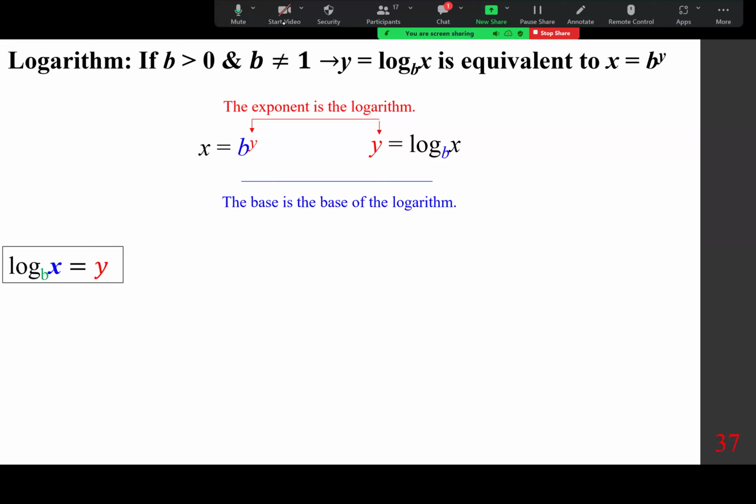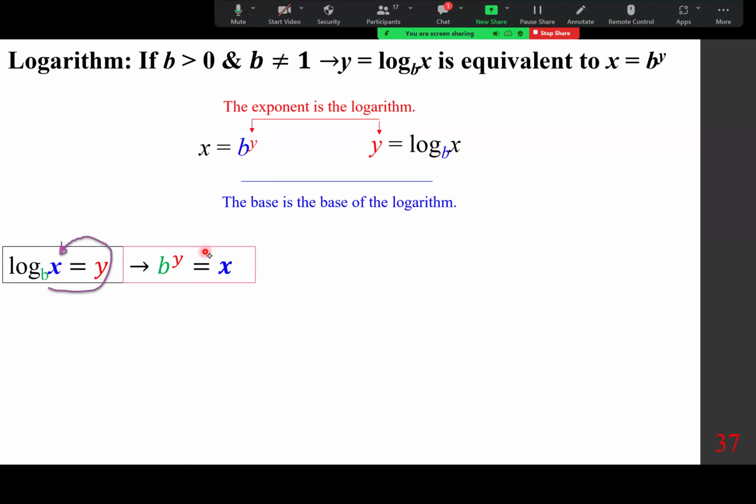Let's remind everyone of logarithmic properties. If b is larger than 0 and it's not equal to 1, then y equals log x base b is equivalent to x equals b to the power of y. As you look at this one, look at the arrow. B to the power of y is x. If we can make this transition from one format to the next, we are in good shape.